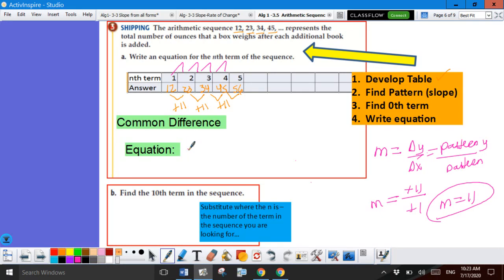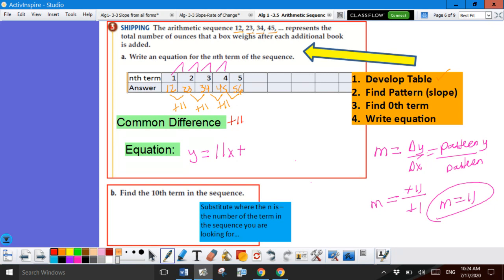Okay, so I've got my first start of my equation. Y equals 11x plus something. Okay, plus something. So now let's go back and find our common difference. Okay, our common difference we already know, that's plus 11.